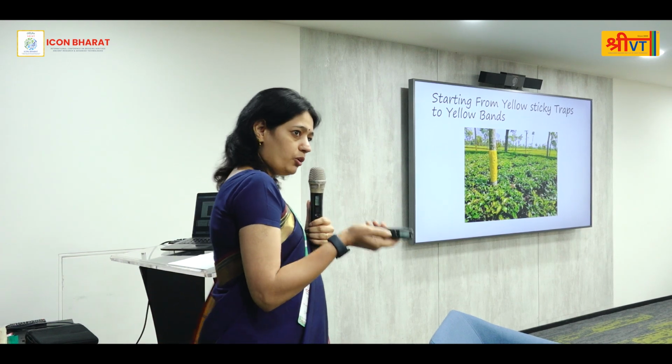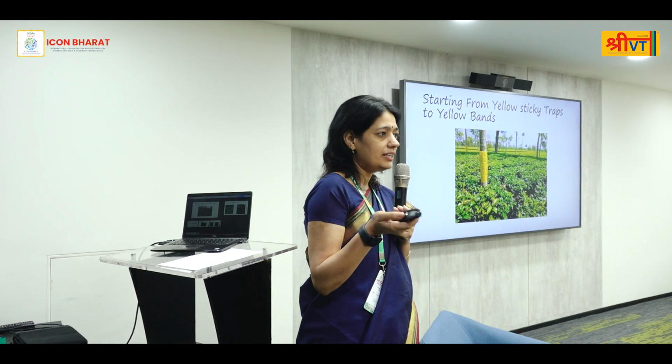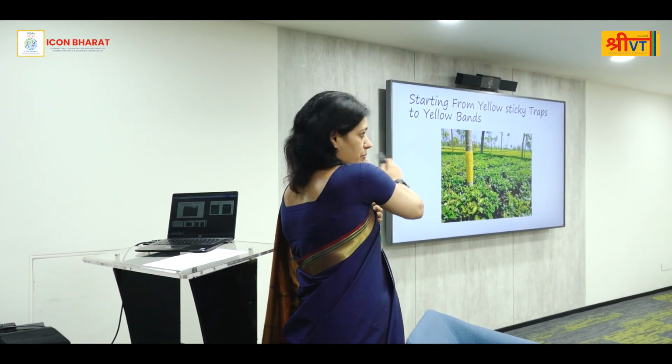And before we actually jumped on to develop nanoparticles, we thought that possibly color attraction would do something. So we did these yellow sticky traps on the trees. These are like the yellow sticky cards we have in cereal crops. And tea is like one single farm, one single tea garden is that big, so it was not possible. So we just covered the trees, the shade trees.